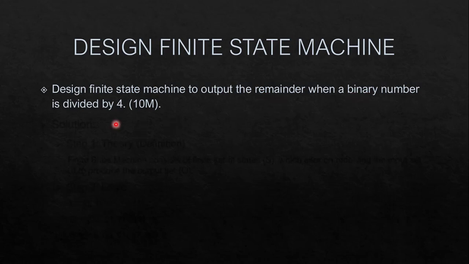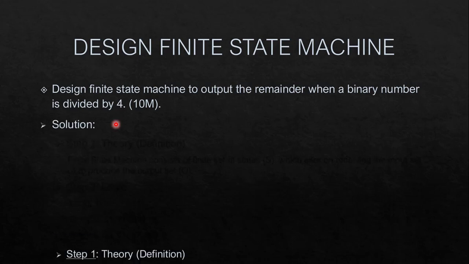I hope you all remember that we have designed a finite state machine for checking whether the given input is divisible by 4 or not. But in today's session, we are not supposed to check whether the given binary number is divisible by 4. Instead, whatever input is given to our machine, we just need to produce the output as the remainder that will get generated by the division of the number by 4.